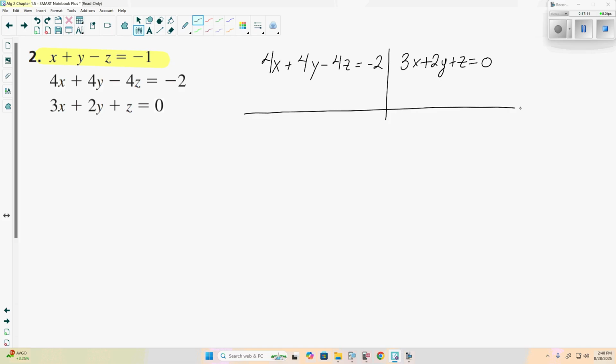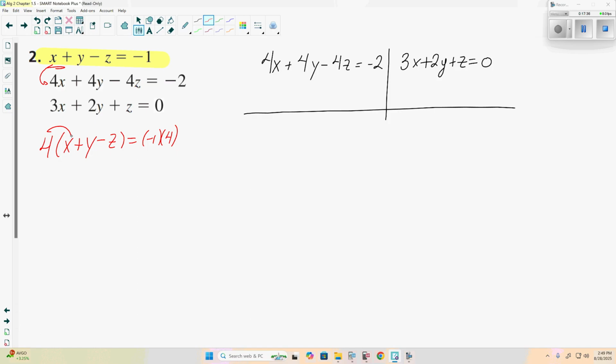Questions on this so far? Now the one on the left, what do we need to multiply that equation by, our eliminator equation, to get the x's to be the same? What do we need to multiply this x by to get it to be 4x? 4, yes.